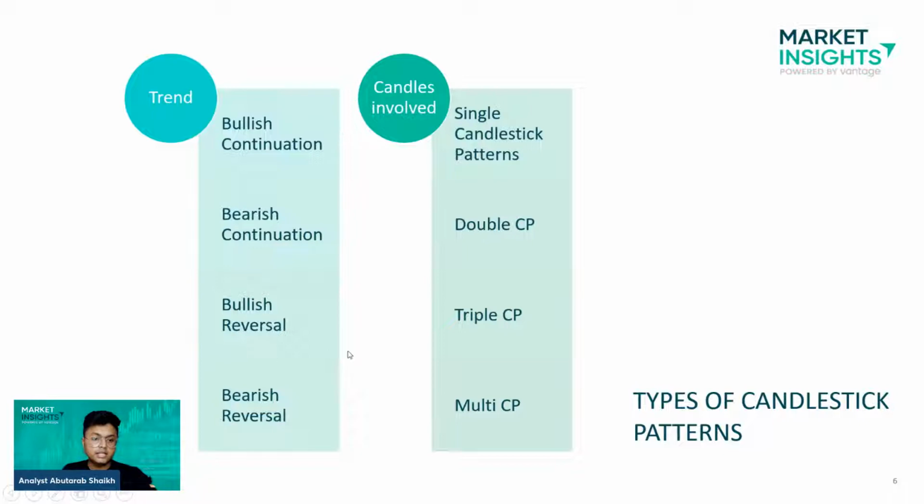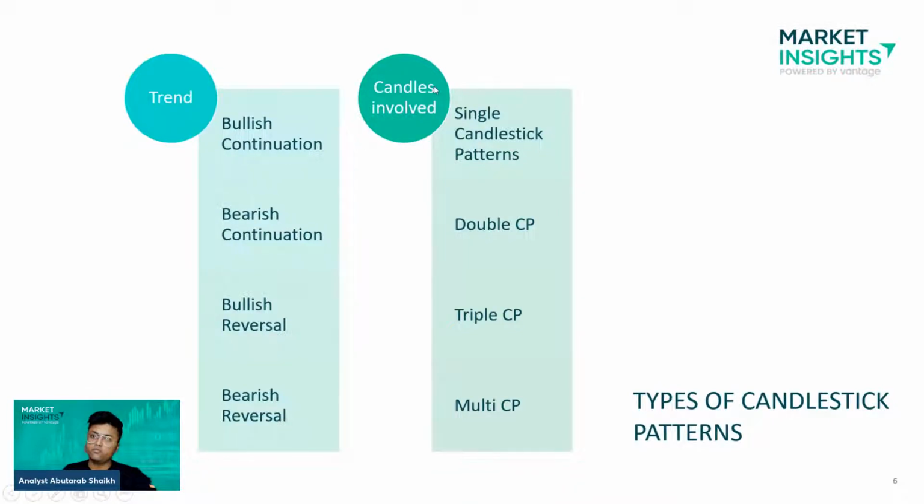Then there is a bullish reversal. What is a bullish reversal? Basically a bottom reversal. When the trend is bearish and a candlestick is formed, it suggests that the price is going to reverse from there. That is a bullish reversal: the price is going to convert into a bullish trend. Accordingly, you can say the same thing about a bearish reversal. Correct?